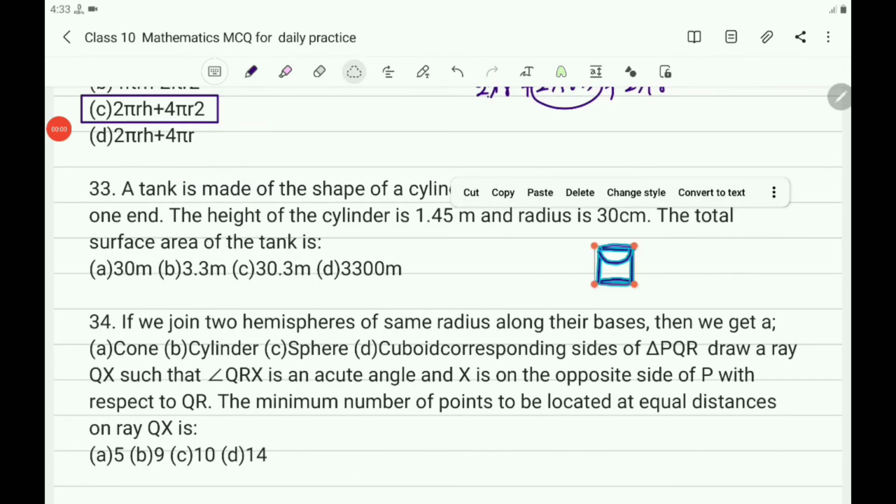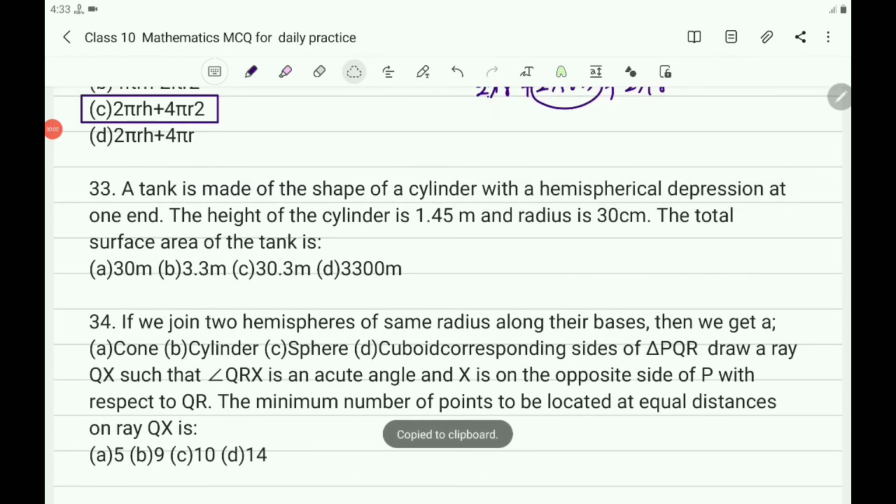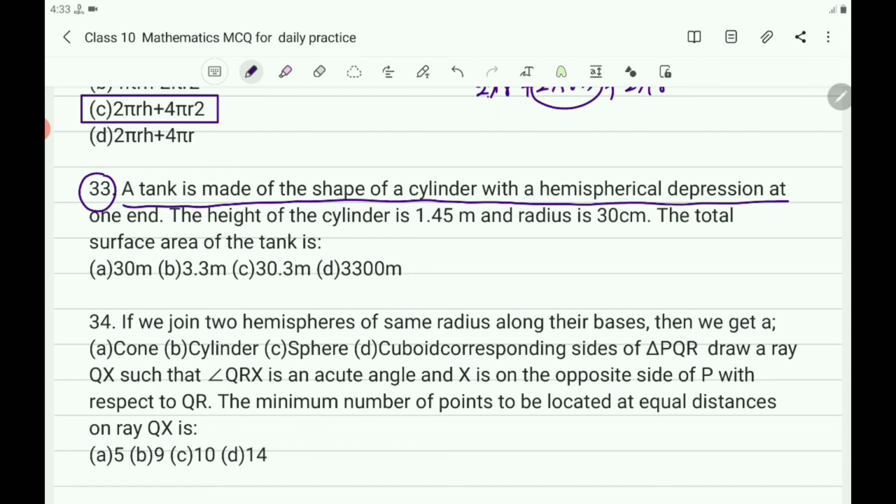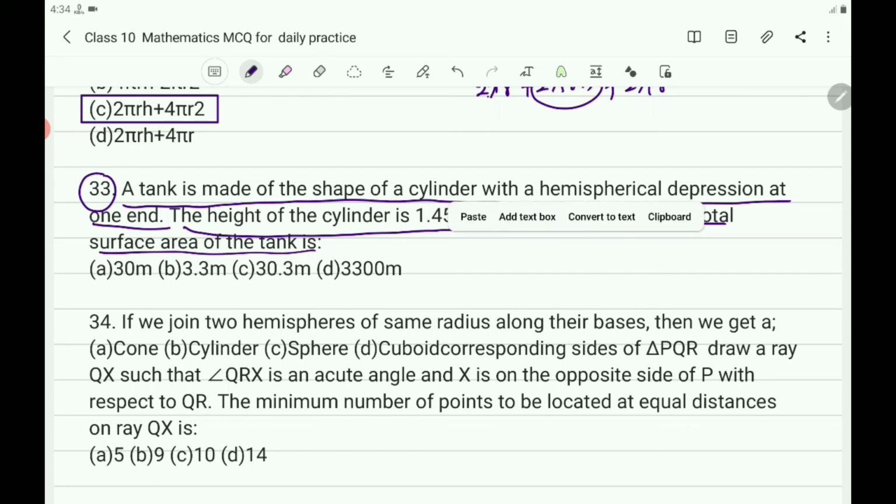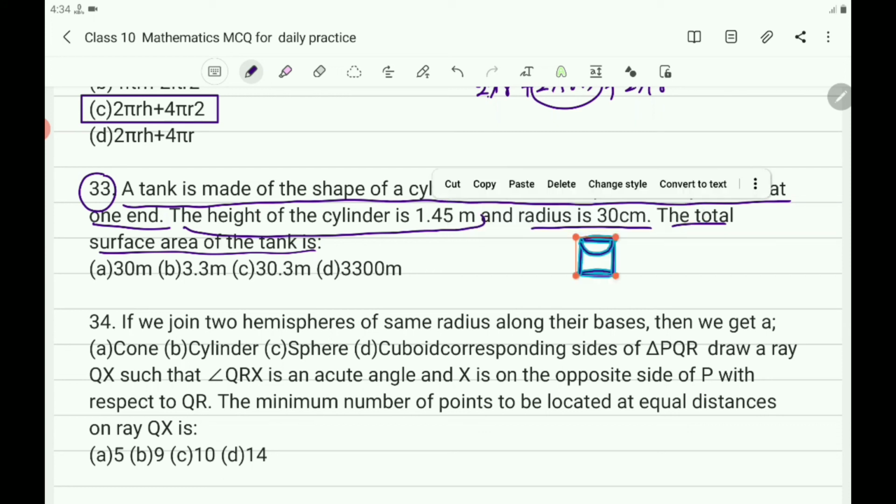Next, question number 33. A tank is made in the shape of a cylinder with a hemispherical depression at one end. The height of the cylinder is 1.45 meter and the radius is 30 centimeter. The total surface area of the tank is... Now let us have a rough sketch of this cylinder with hemisphere. Now here what is given?